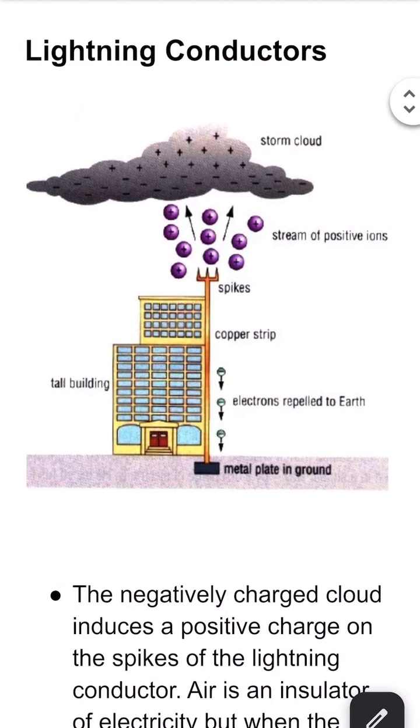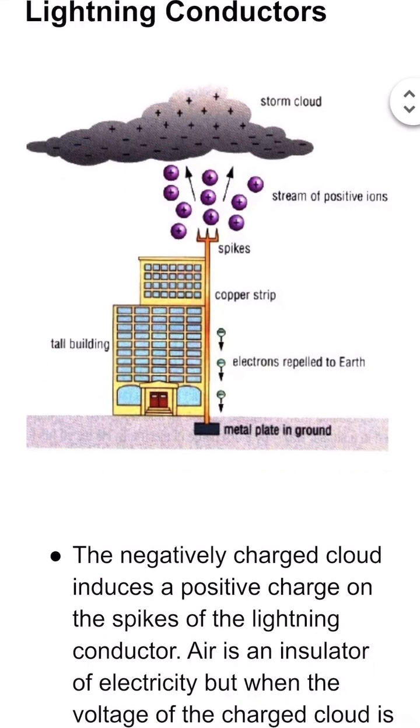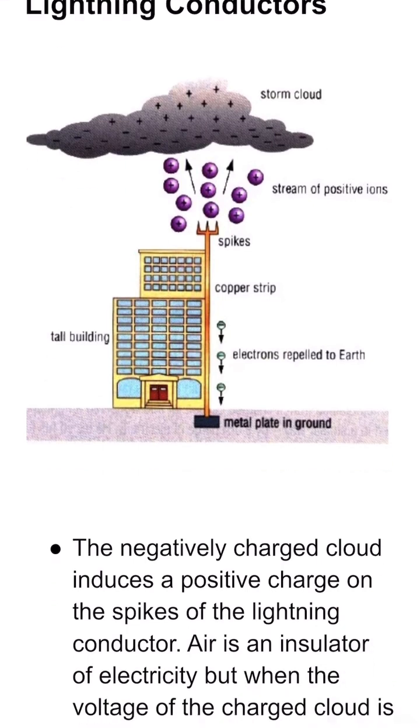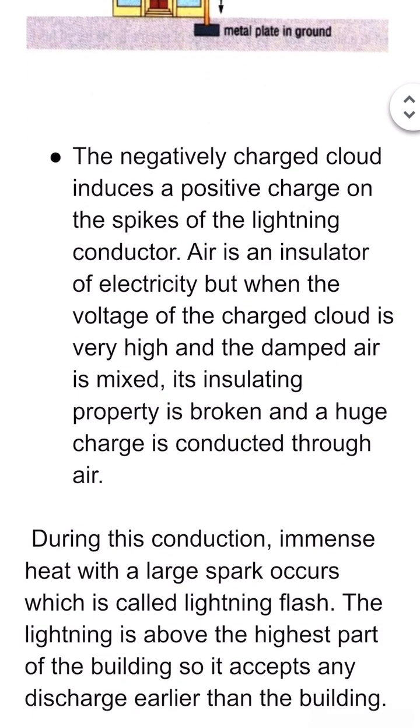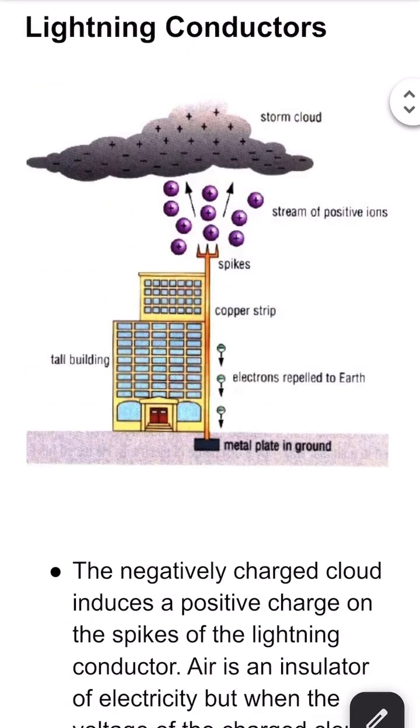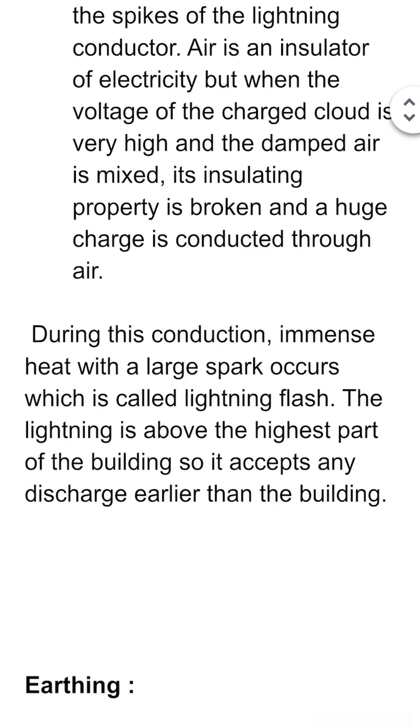And this metal plate is connected to the ground, okay, and electrons will be repelled to the earth. The negatively charged cloud induces a positive charge on the spike of the lightning conductor. Air is an insulator of electricity, but when the voltage of the charged cloud is very high and the damp air is mixed, its insulating property is broken and a huge charge is conducted through air, which you can see from the diagram. Yep, there's a stream of positive charges.